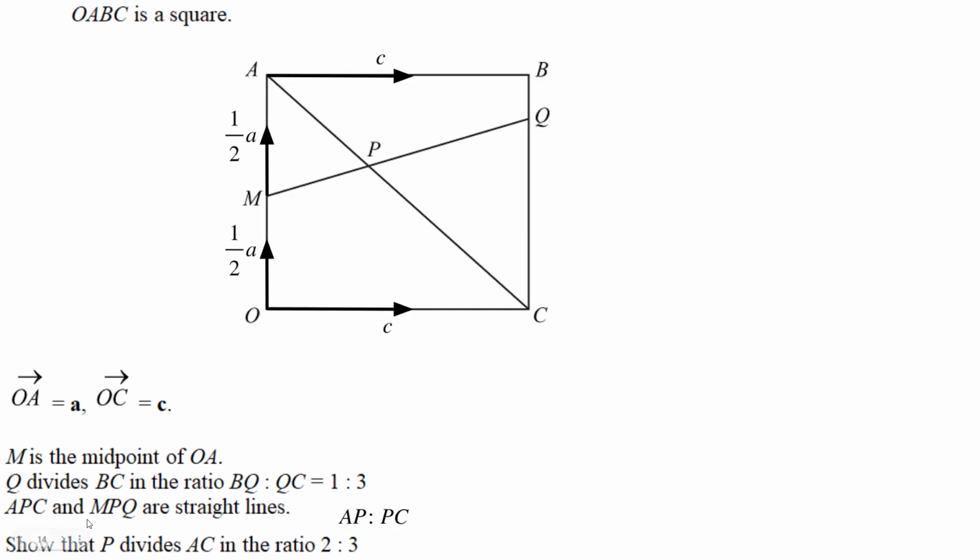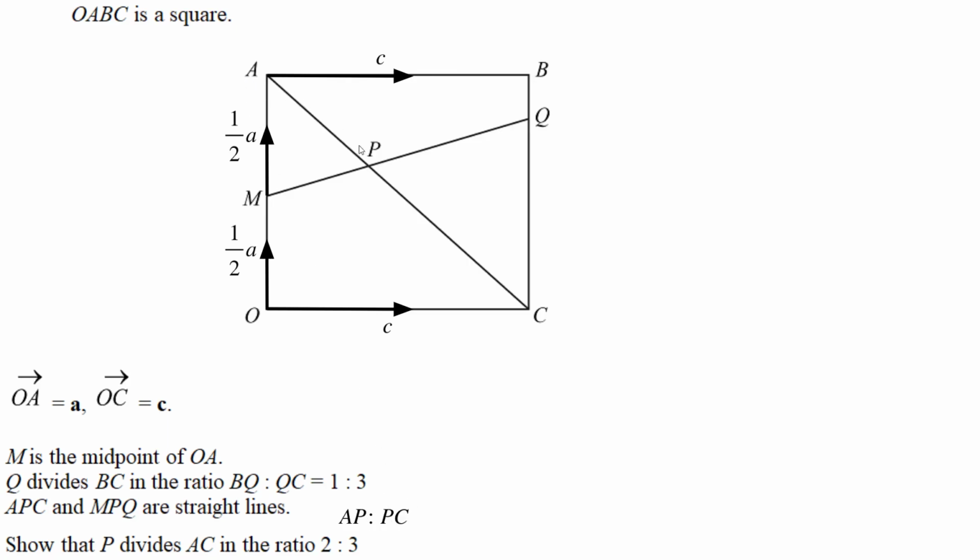Okay, APC and MPQ are straight lines. Show that P divides AC in the ratio 2 to 3. Okay, so it divides AC. So if this is 2 parts, this is 3 parts, and the full line is 5 parts, then 2/5 is AP, and then 3/5 is PC. Okay, so we want to find the ratio of AP to PC. That's what this question is telling us.